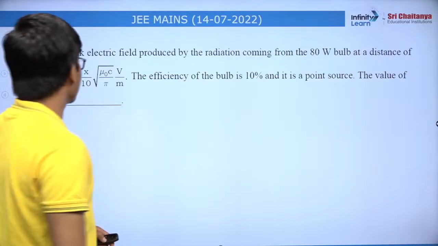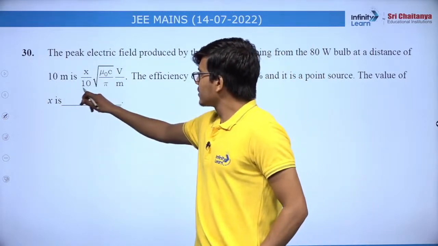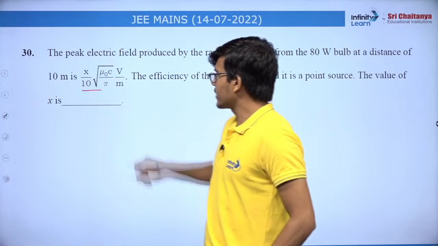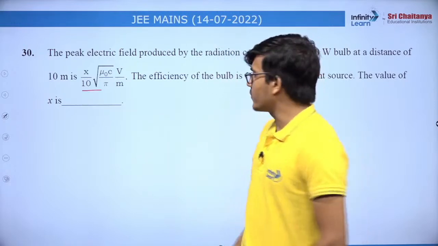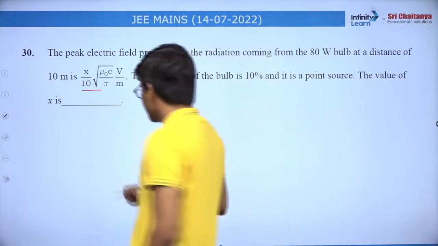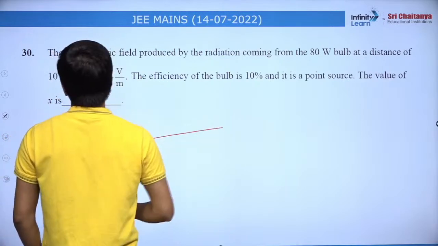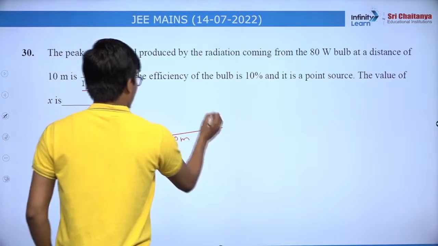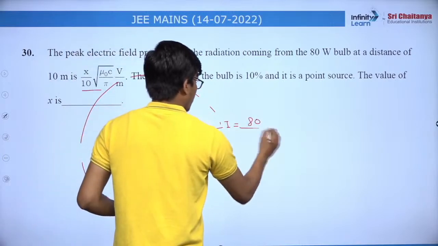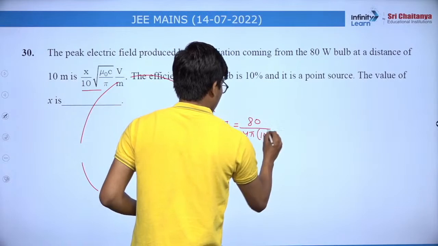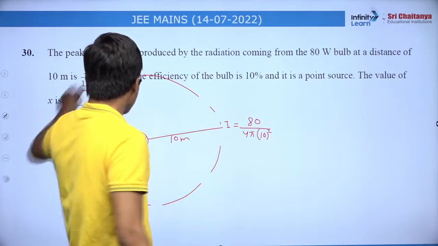Moving to the last question of the paper, the peak value of the electric field you need to find. Okay, so you need to find the peak value of the electric field if there is a bulb of 80 watt and you want this at 10 meter. You know that the wavefront will be spherical and intensity at this point is power upon area of sphere. This is the total intensity received by this sphere.